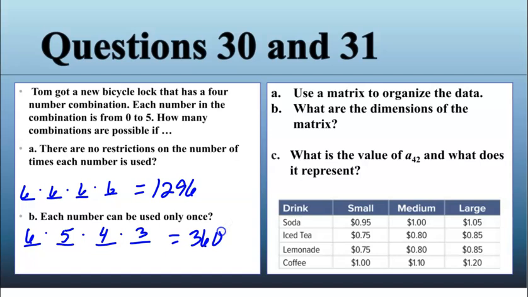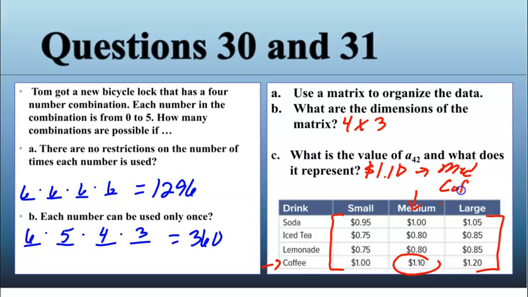Question 31, use a matrix to organize the data. So here, right here would be our matrix. Now what are the dimensions? I have 4 rows, which is my drink type, and I have 3 columns, which is my size. Letter C, what is the value of A42 and what does that represent? So 4 tells me I got to go to row 4. 2 tells me I got to go to the second column, which would be $1.10. And that represents a medium coffee. So the cost of a medium coffee.